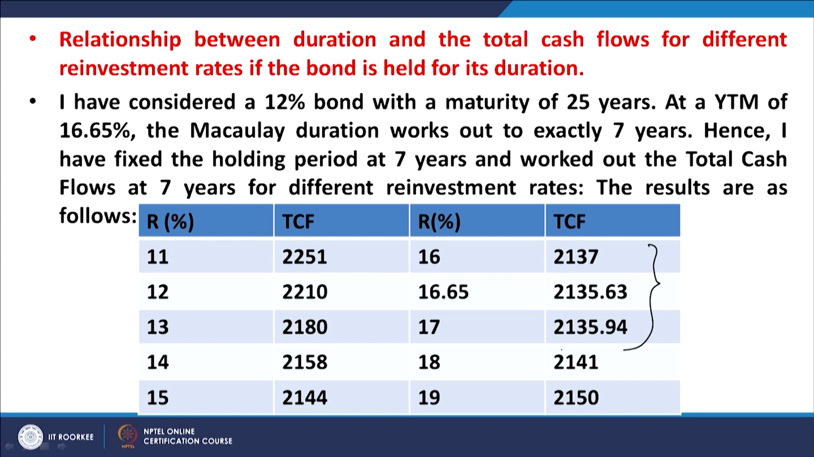Contrast this with any other two figures, let us say 11 and 12%, where the change is 41 units. So, that is the magnitude of the difference between a fluctuation of the same YTM. The YTM change is only 1% in both the cases, here also it is 1%, here also it is 1%. But look at the change in the total cash flows, 41 against 1. And the second thing is, the total cash flows at this particular point turn out to be the minimum of all, which you can again observe from this set of data.